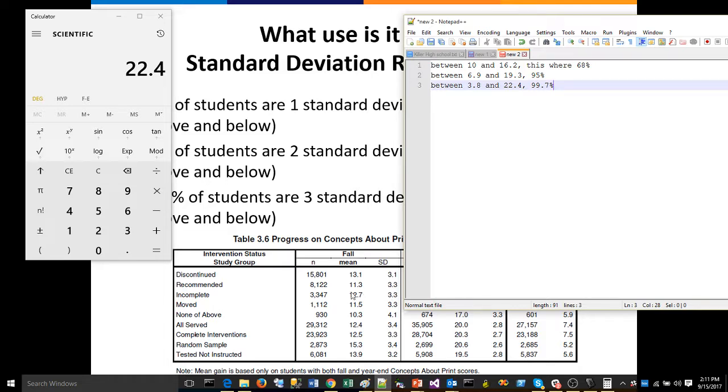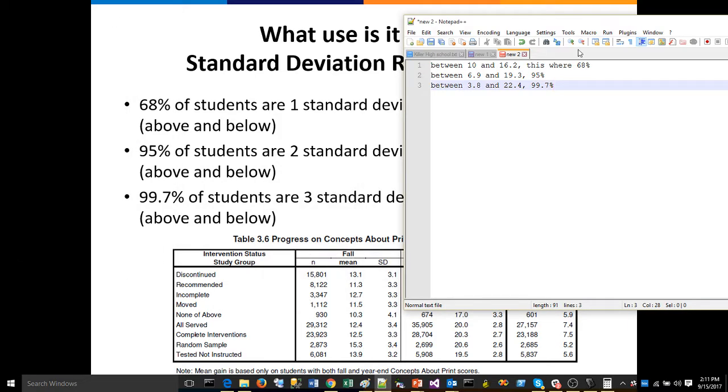We can do this with, say, our recommended kids and start with our mean and add 3.3 and subtract 3.3 and get one standard deviation and find where 68% of our kids lie. So essentially what the standard deviation is telling us is the spread of our children, how spread out or how compact our children are in our data.